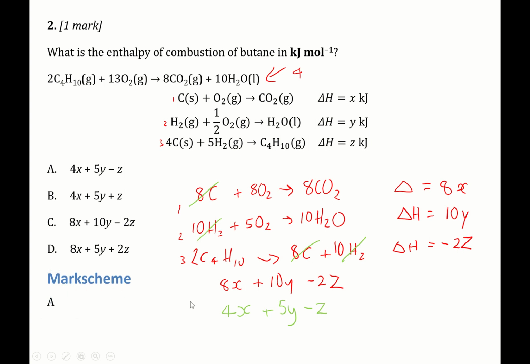Now that resolves that. It just requires a bit of practice looking at what's common in the equations, rejigging in terms of flipping the equations if we need to get the products and reactants in the right places. Remember, we need to do the same with the energy enthalpy values, and then add everything up and we get our answer.